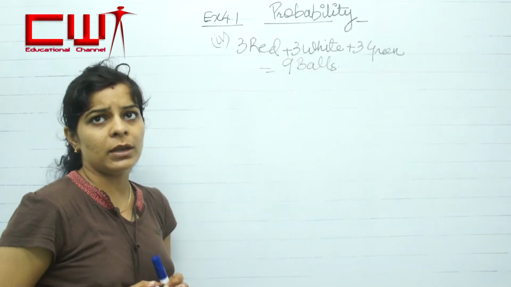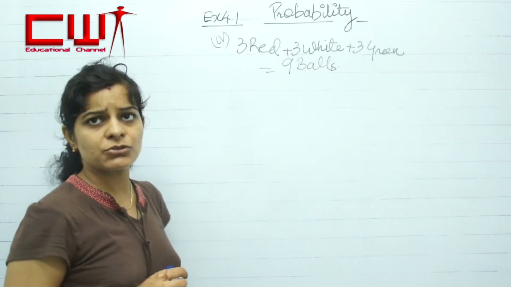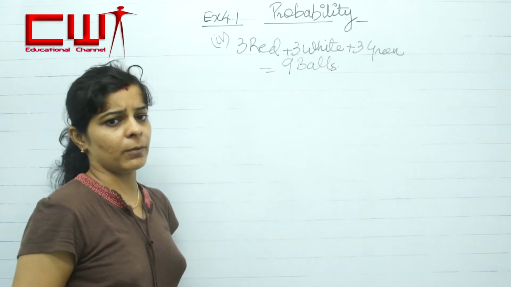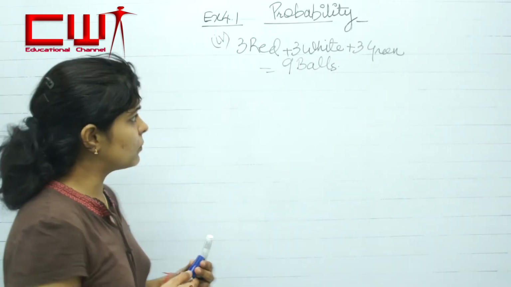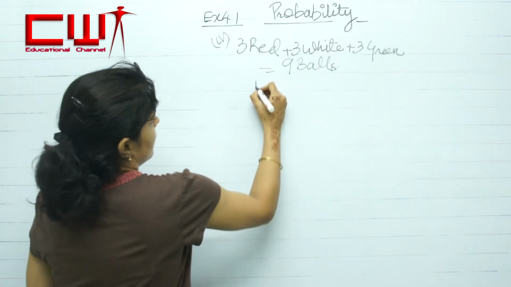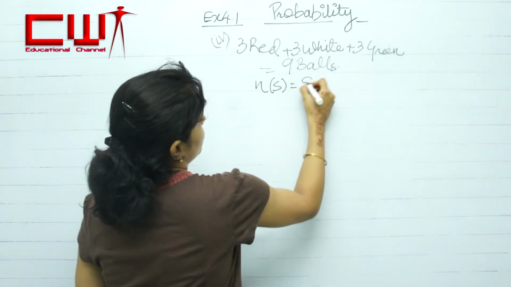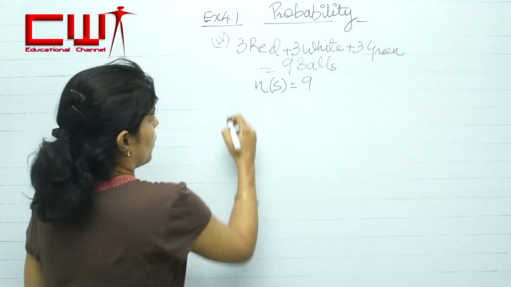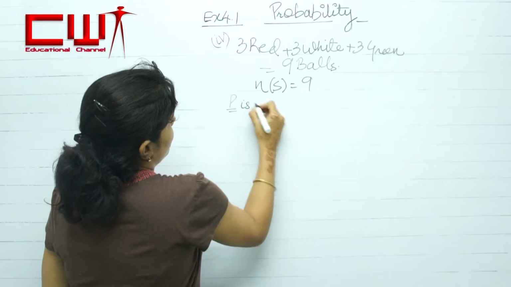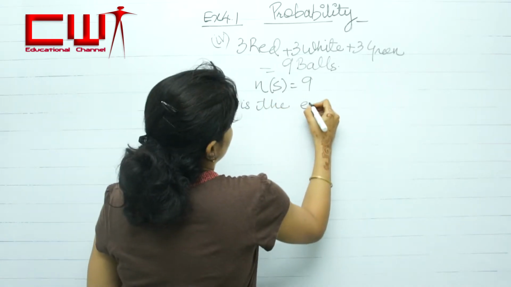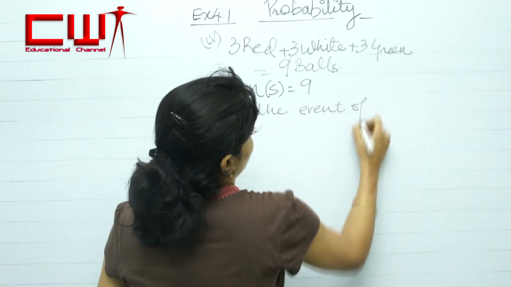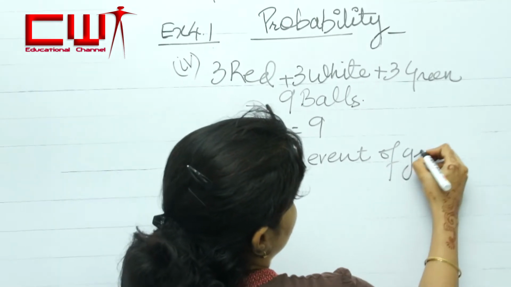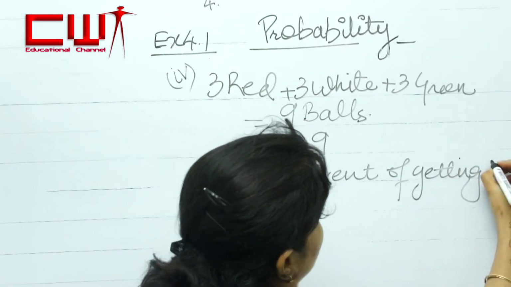One ball is drawn at random. One ball is drawn at random means you don't look which color. You just pick up any ball from the bag. That is known as random. Now see, we'll see what is n(S). n(S) equals 9. The total situation that I've told you is 9. Now see what they ask. P is the event of what? P is the event of getting a red ball.